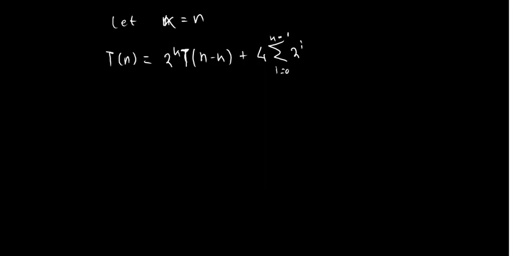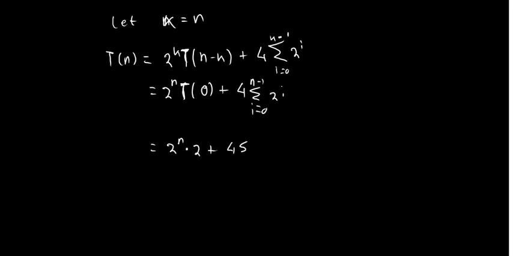Anyway, we have this over here, right? So now if we let that equal n, this is going to be 2 to the power n, then T(n minus n), which is just T(0), plus 4 times the summation from i equals 0 to n minus 1 of 2 to the power i. What is T(0)? T(0) there is 2. So it's just going to be equal to 2 to the power n times 2 plus 4 times the summation from i equals 0 to n minus 1 of 2 to the power i. We have that over there.